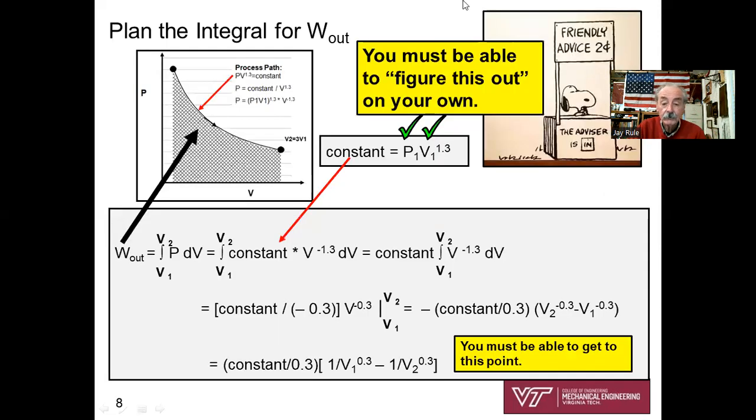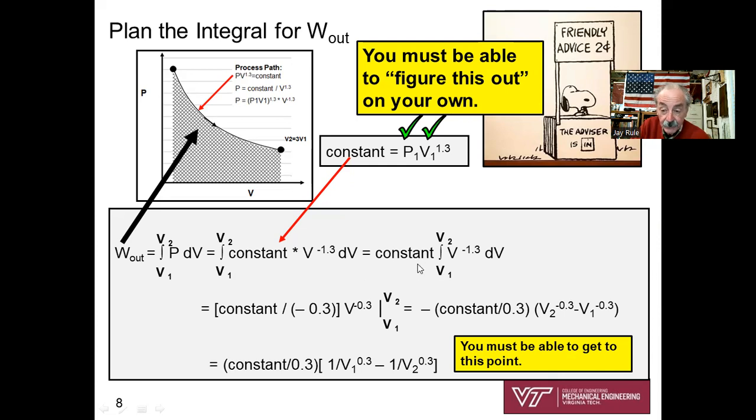So my note is you have to be able to figure this out on your own, maybe with the help of my inelegant description, but you've got to be able to get this on your own. The constant, you can just calculate a number for if you wish, P1 V1 to the 1.3, because you've got P1 and V1 given in this problem. All right. So here we go.